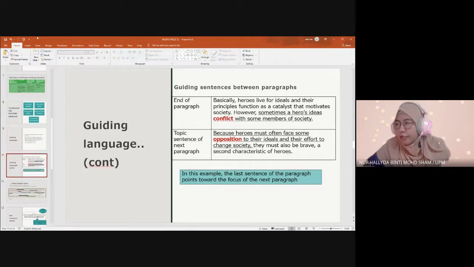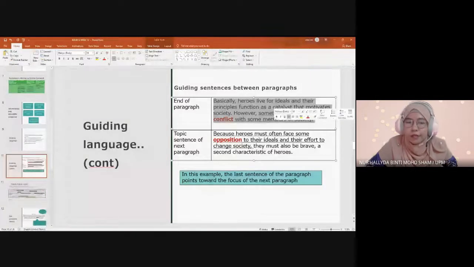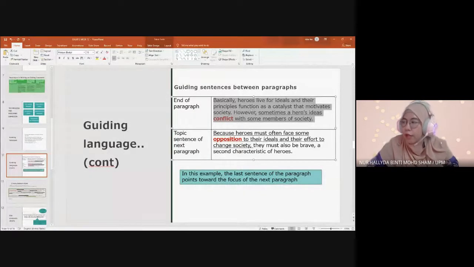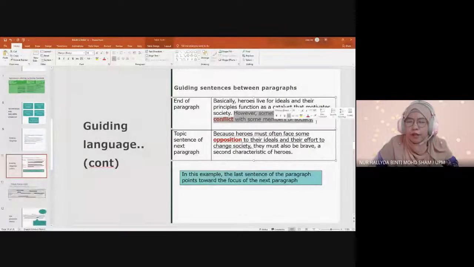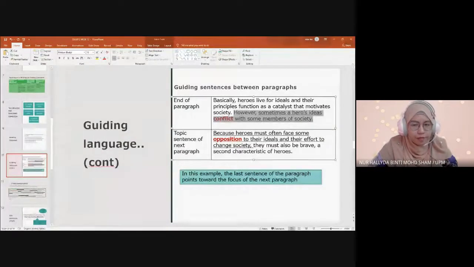Okay, this one, guiding sentences between paragraphs. Let's say this is the end of the paragraph, the last sentence of the body paragraph. Basically, heroes live for ideals and their principles function as a catalyst that motivates society. However, sometimes a hero's ideas conflict with some members of society. So we have the word conflict in this sentence, to show that not everyone loves a hero. Not everyone loves a superhero, or someone who feels like they need to save everyone. Bukan semua orang suka. Sometimes it brings more conflict to some members of society.